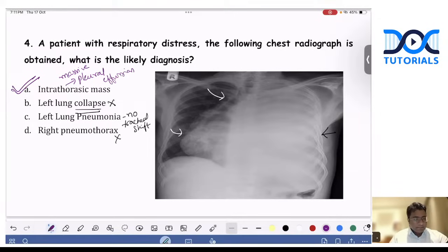The correct answer is A. Did you get this right, all of you? Is this clear, all of you? So you are seeing the volume gain, right?